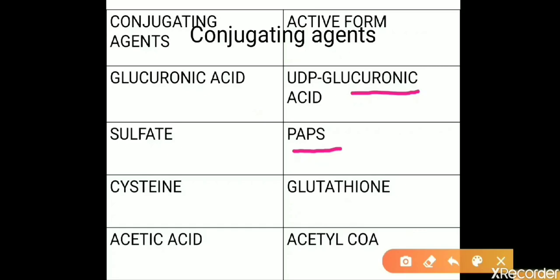And in acetylation reaction, acetyl-CoA is the acetyl group donor. And in methylation reaction, S-adenosyl methionine is the methyl group donor. And regarding glutathione reaction, the major active group in glutathione is the cysteine residue.